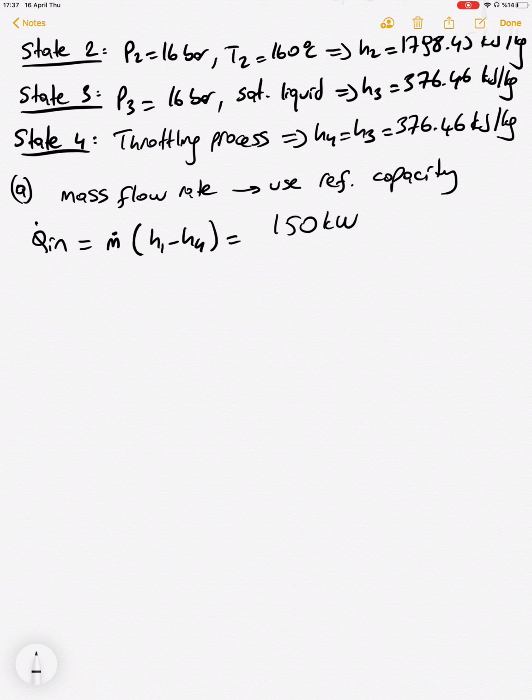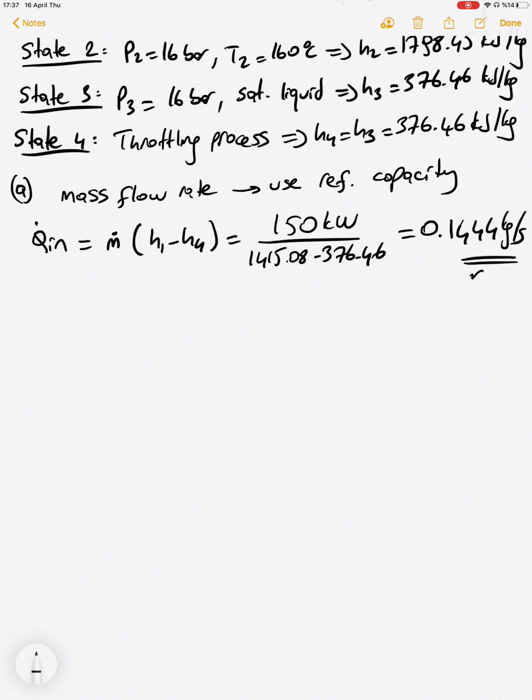So here we can easily determine 150 kilowatt over H1 minus H4, 1508 minus 376.46. So the units are suitable. We don't need to apply any factors. 0.1444 kilogram per second. So this is the answer for part A.